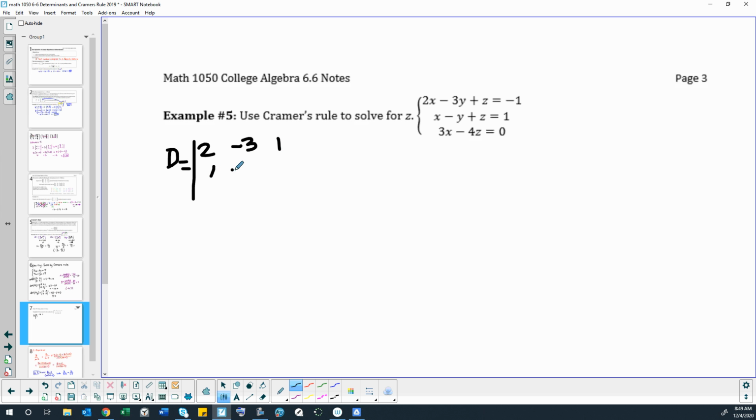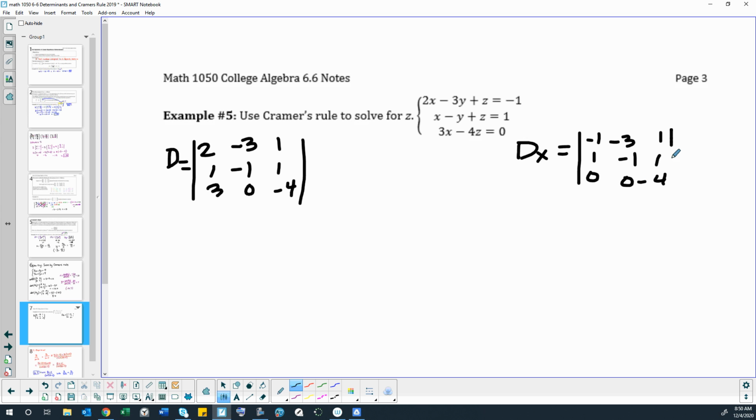So this right here, 1, -1, 1, 3. Make sure I'm putting that 0 in for the y value. So there's that one. And then eventually we're going to do d of x, which is where we're going to do -1, not d of x, but d sub x is how I would name that. I'm replacing the x column with the constants. So then I would still have the same y and z column that I have over here. So -1, 0, 1, 1, -4.